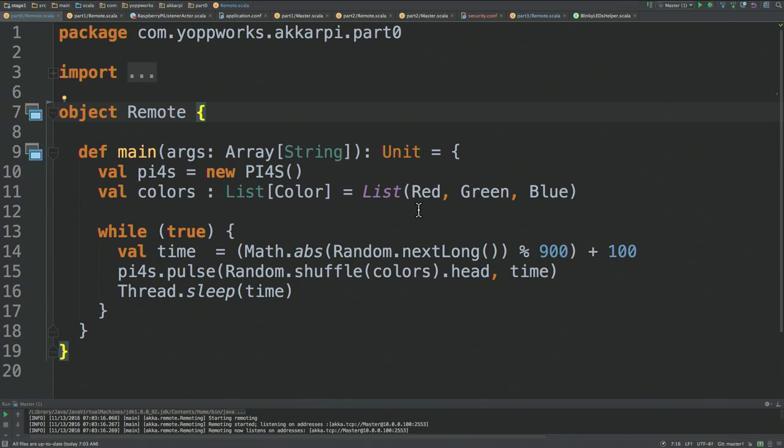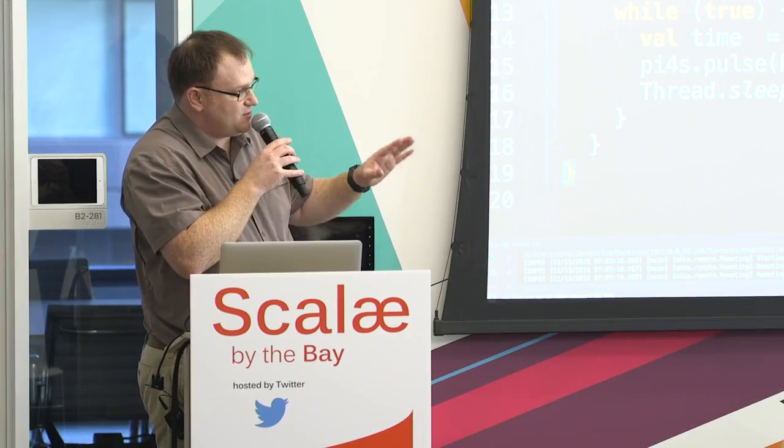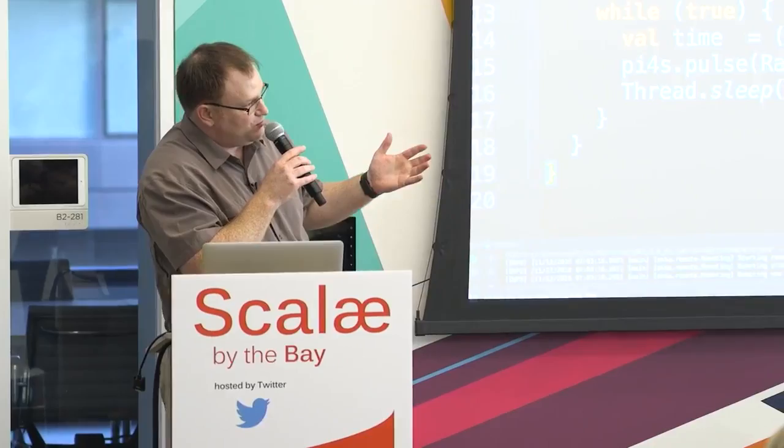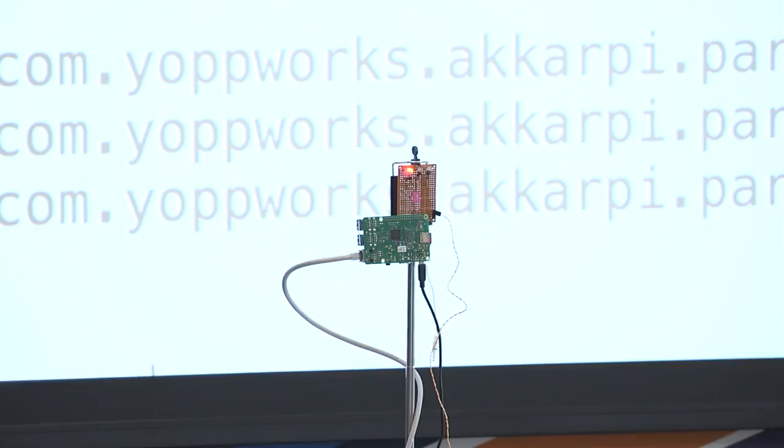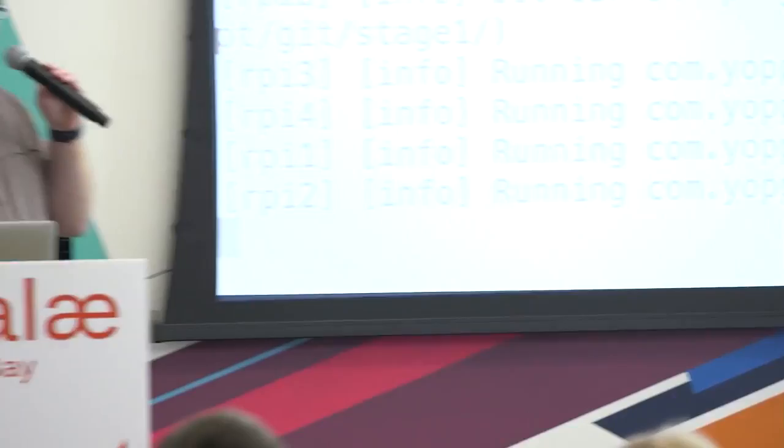It spools up a little library called Pi for S, which is a wrapper for something called Pi for J. And it has a while statement in there, nobody kill me later, please, that just loops indefinitely and flashes some lights. In a second here, we're going to see all that network traffic having hit those guys, and the compile will complete, and they should start blinking any second, please. Oh, okay, good. That was the most worrisome part of the whole presentation. All right, thanks.